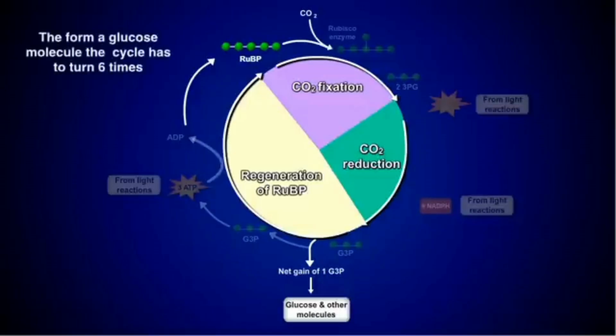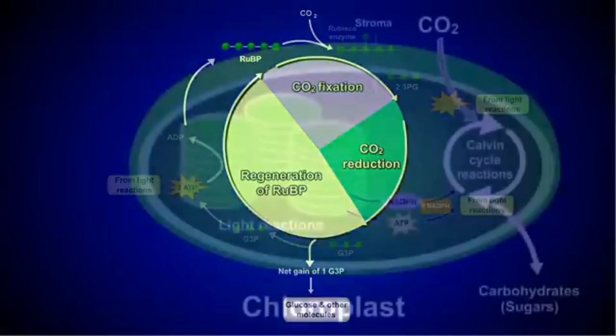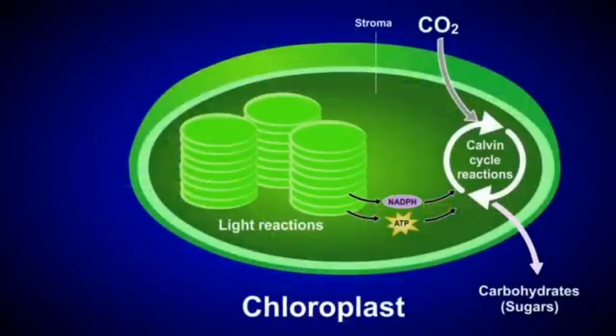To form a glucose molecule, the cycle actually has to turn 6 times, because each turn of the cycle adds only one carbon atom from the incoming carbon dioxide. It's important to remember that the Calvin cycle is dependent on the light reactions to provide NADPH and ATP, which in turn provide the electrons and energy needed to form carbohydrates.